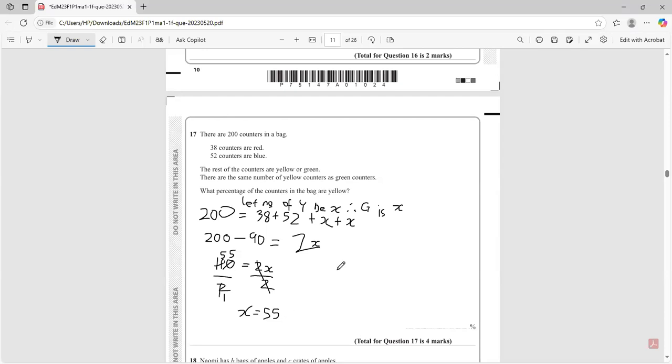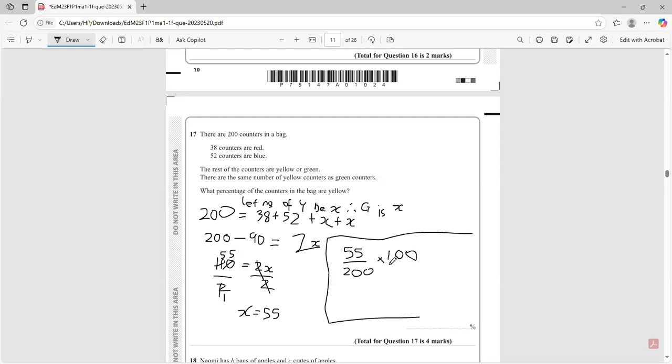So for me to get the percentage, what will I do? What do you think I'm going to do? Multiply 100. Not so. What I'm going to do is I'm going to say 55. Yes, at some point I'm going to be multiplying by 100, but before I multiply by 100, I'll have to say 55 over the total, which is 200. Then I can now say multiply by 100. Did you get that?